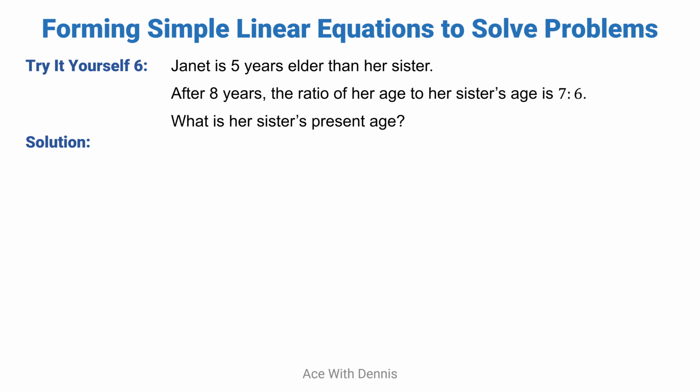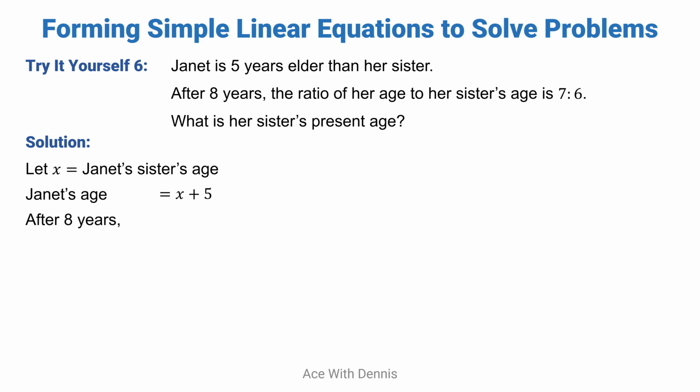Alright, here's a solution. From this question, we want to find Janet's sister's present age. Therefore, we let x be Janet's sister's age. So Janet's age will be 5 years elder than her sister, which is x plus 5. So after 8 years, her sister's age will be x plus 8, while her age will be x plus 5 plus 8, which is x plus 13.